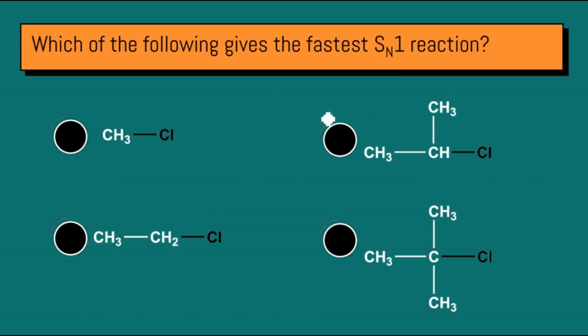Which of the following gives the fastest SN1 reaction? So what is the order? Tertiary, secondary and primary. The first one is methyl, and a methyl group will never give an SN1 reaction. The second one is secondary, option C is primary, and this one is tertiary. So the fastest one is tertiary, option D.